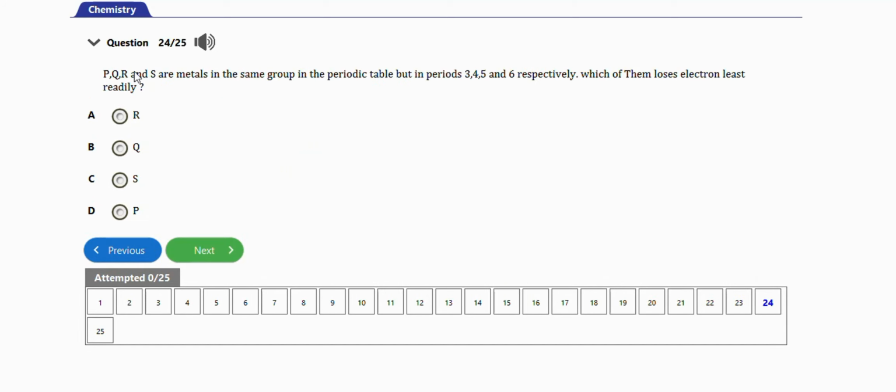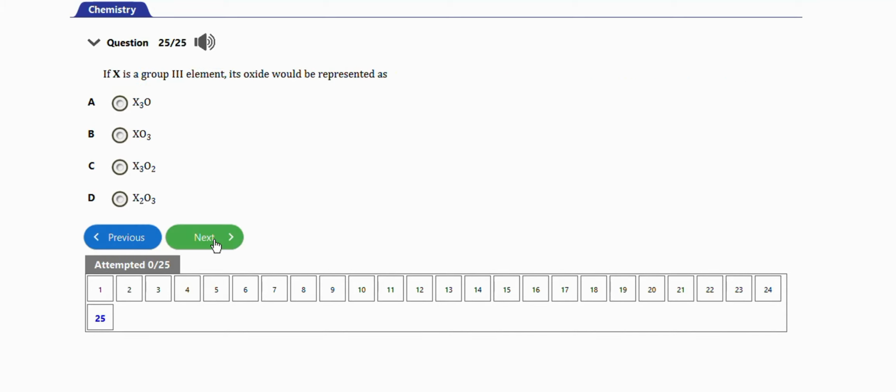It says P, Q, R and S are metals in the same group in the periodic table, but in period 3, 4, 5 and 6 respectively. Which of them loses electron least readily? So it will be the one in period 6. So which value? X value, option C. Last question before I end this video will be this one. It says if X is a group 3 element, each oxide could be represented as, so this shows us that this will be aluminum oxide, so it will be this option D. Okay, this is how you're going to represent aluminum oxide when you replace this X with aluminum.